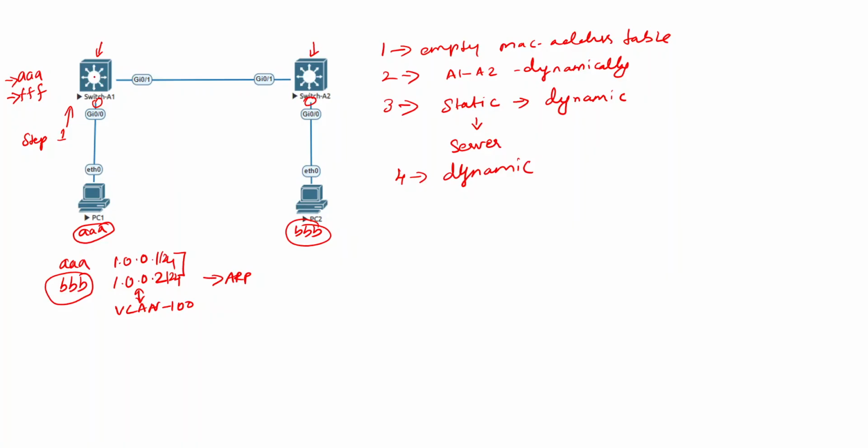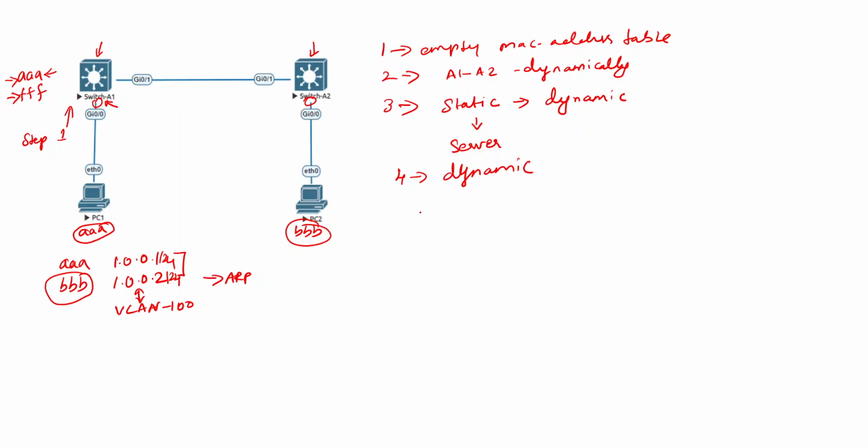If it is not available, then it will broadcast to all the ports belonging to the same VLAN except the interface that it was received on. Before sending it, it checks the MAC address table to see whether it has an entry for AAA. If it doesn't have the entry, then it will add an entry into this MAC address table.